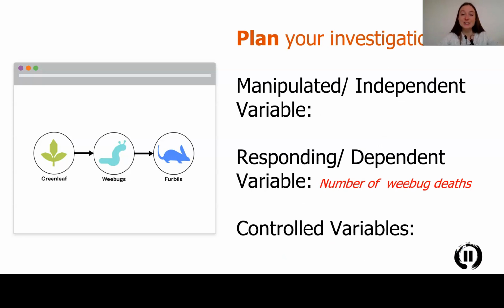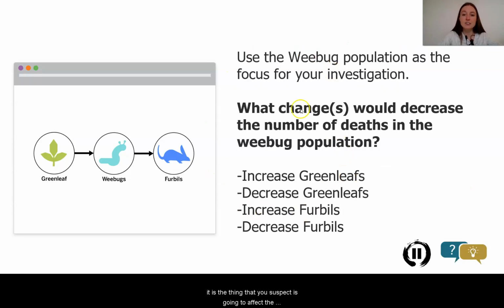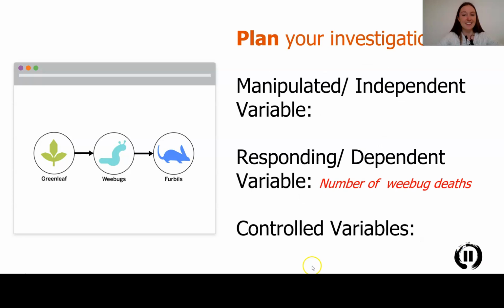Okay, so now you're going to start planning your investigation. As we mentioned last time, you are going to have to pick what your manipulated variable is. You may also have heard of this as being called the independent variable. Now remember, this is the thing that you are going to change. It is the thing that you suspect is going to affect the number of deaths in the wee bug population. Which one did you pick? That is your manipulated variable.